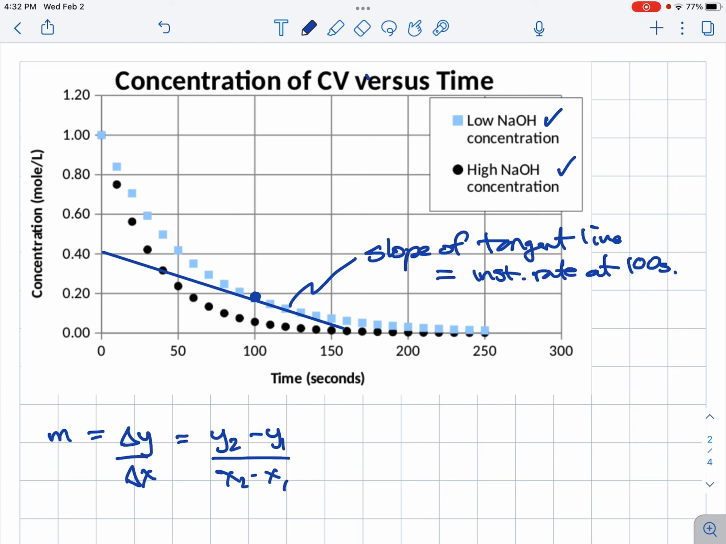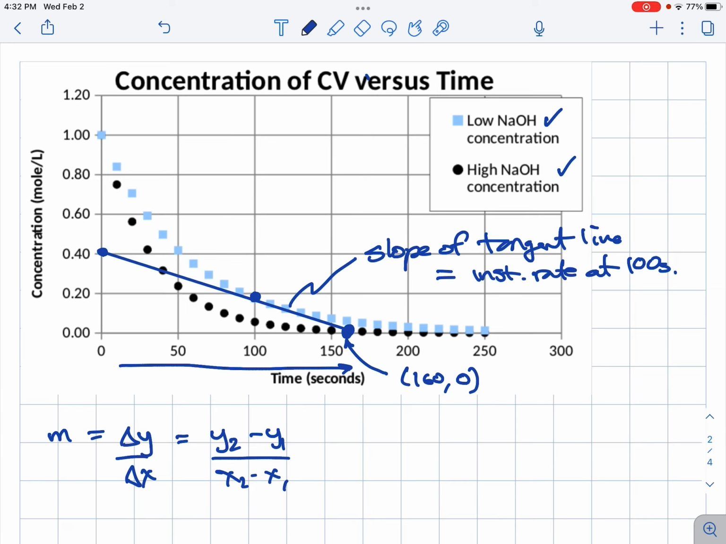I'm going to take this as one of my points on my line, and I'm going to call that 160, comma 0, because we went to the right 160, and we went up and down 0. I like to pick these points on the axis because one of them ends up being 0. You could pick any point along this line, and that would be fine.